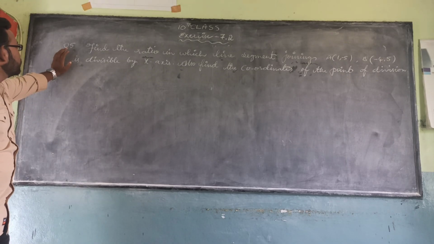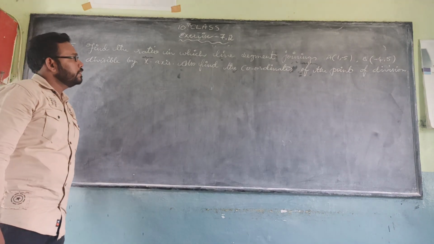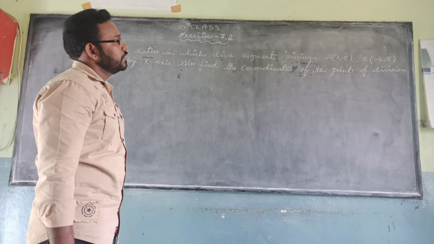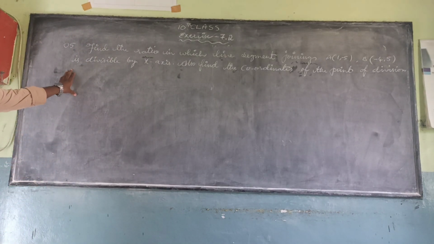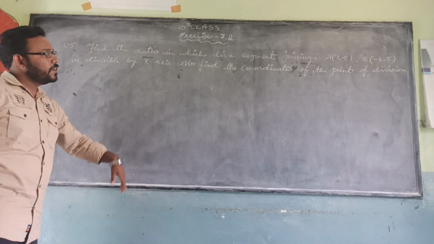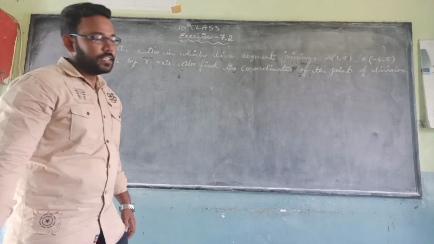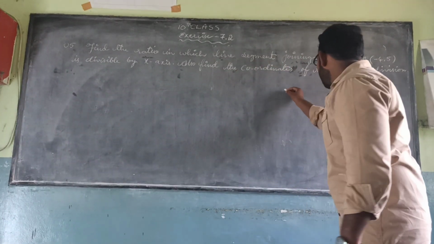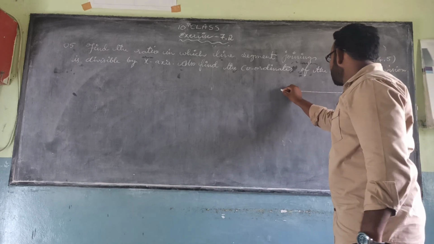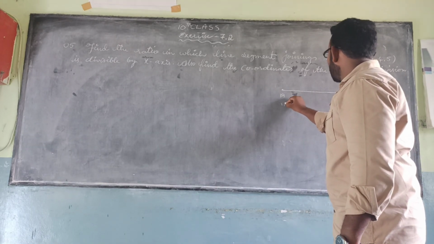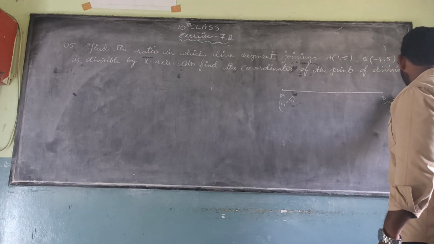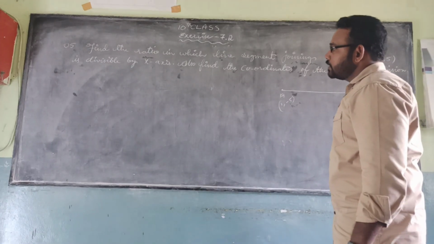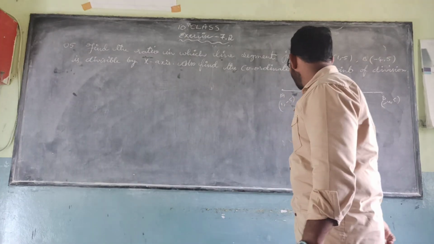Exercise 7.2. The fifth question is: find the ratio in which the line segment joining A(1, -5) and B(-4, 5) is divided by the x-axis. Also find the coordinates of the point of division. So here the given two points are A and B, where A is (1, -5) and B is (-4, 5). It is clearly mentioned that it is divided by the x-axis.